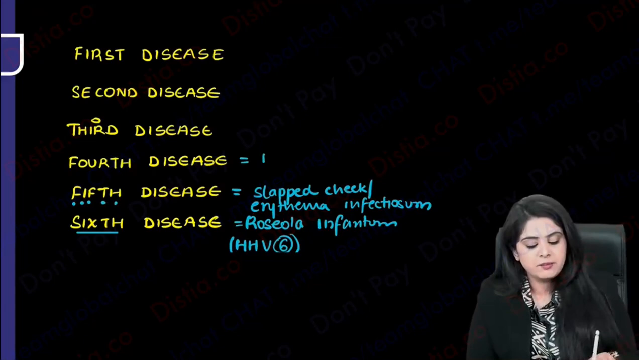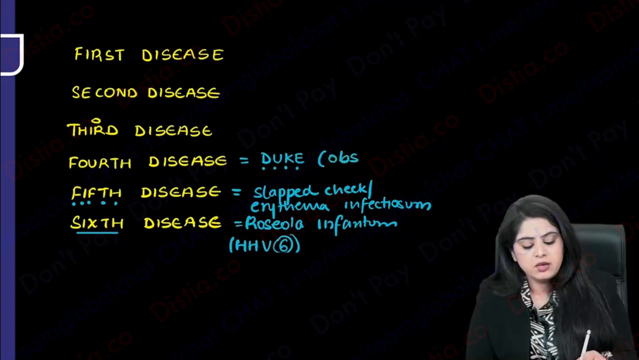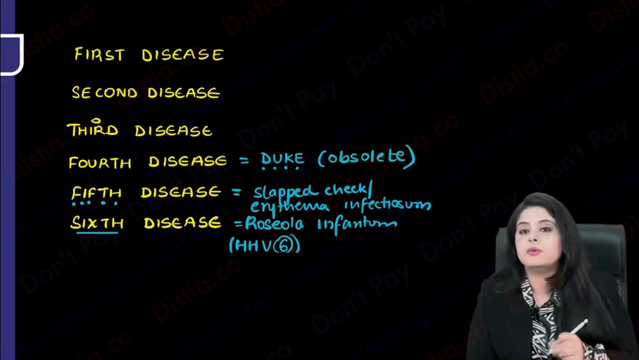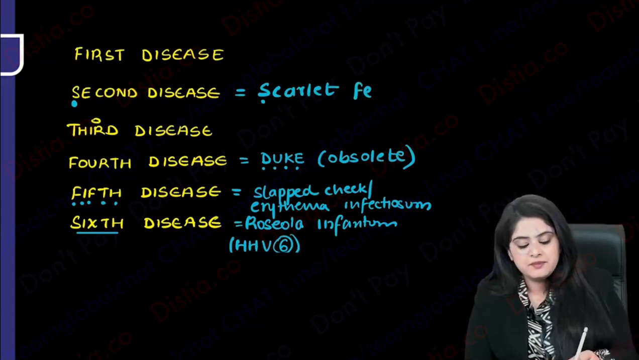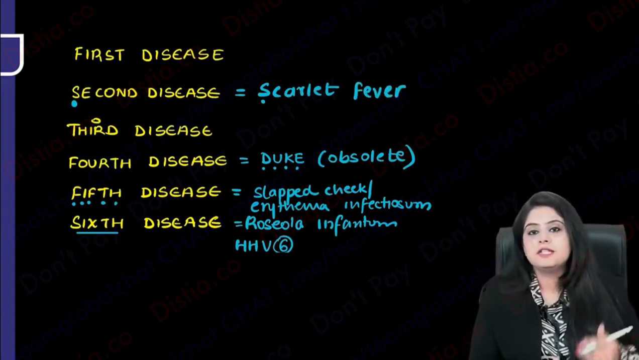The fourth disease is something which is obsolete. It had four letters, Dukes' disease, but it is now obsolete, so I really don't have to worry about it. S for S, the second disease is scarlet fever. So what are we left with? The first and the third disease.